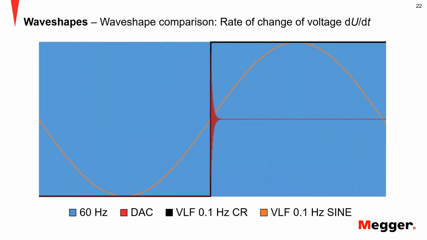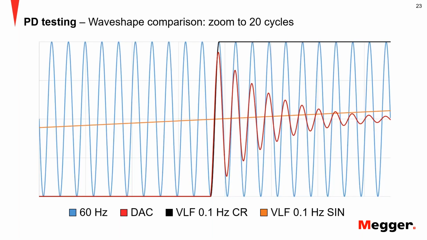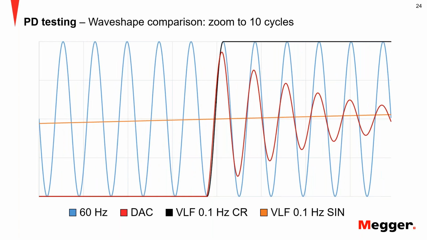And just as a comparison in terms of physics, very important, there is another waveform that you may find in the field, and that is the 0.1 hertz sinusoidal VLF. Now here on this picture, you can already see what the problem is. The problem of this waveform is that it doesn't have the gradient, the rate of change of voltage, which makes damped AC and cosine rectangular comparable to line frequency. That is missing when you do sinusoidal PD testing.